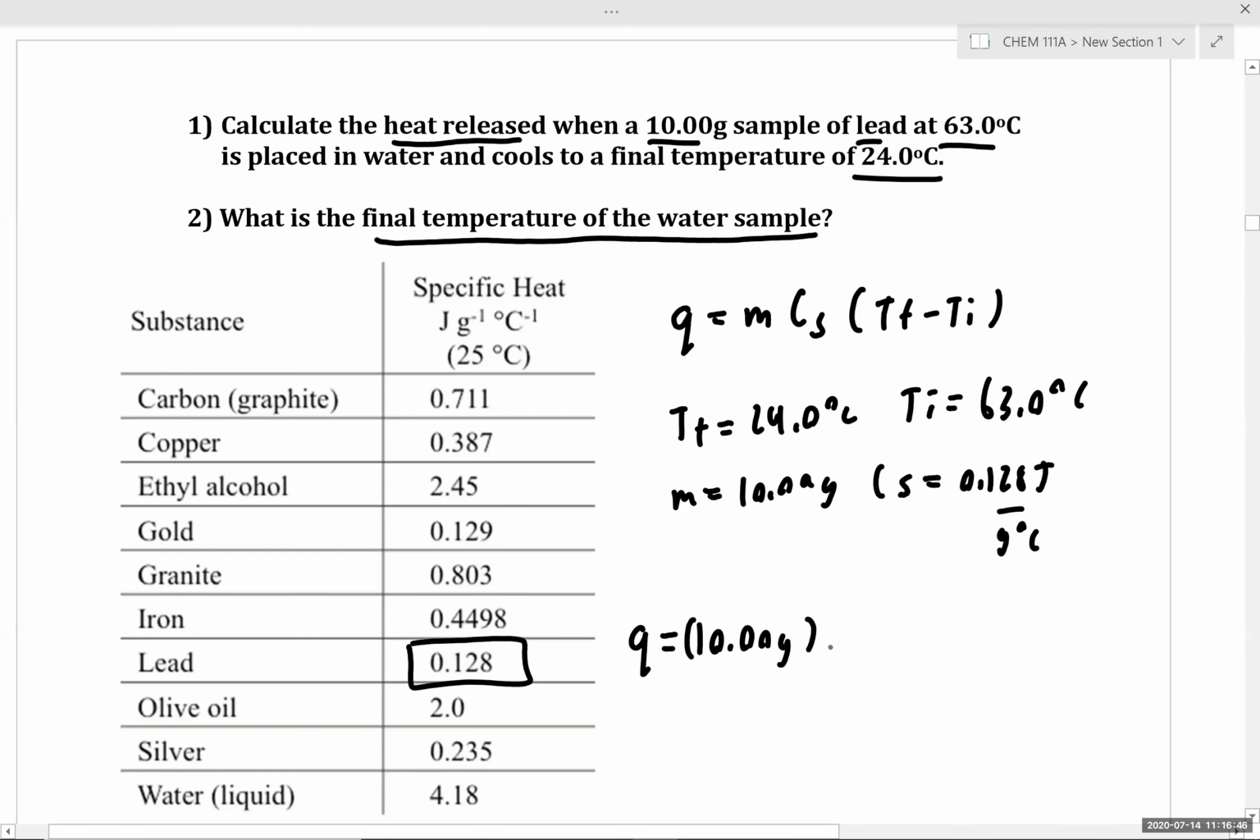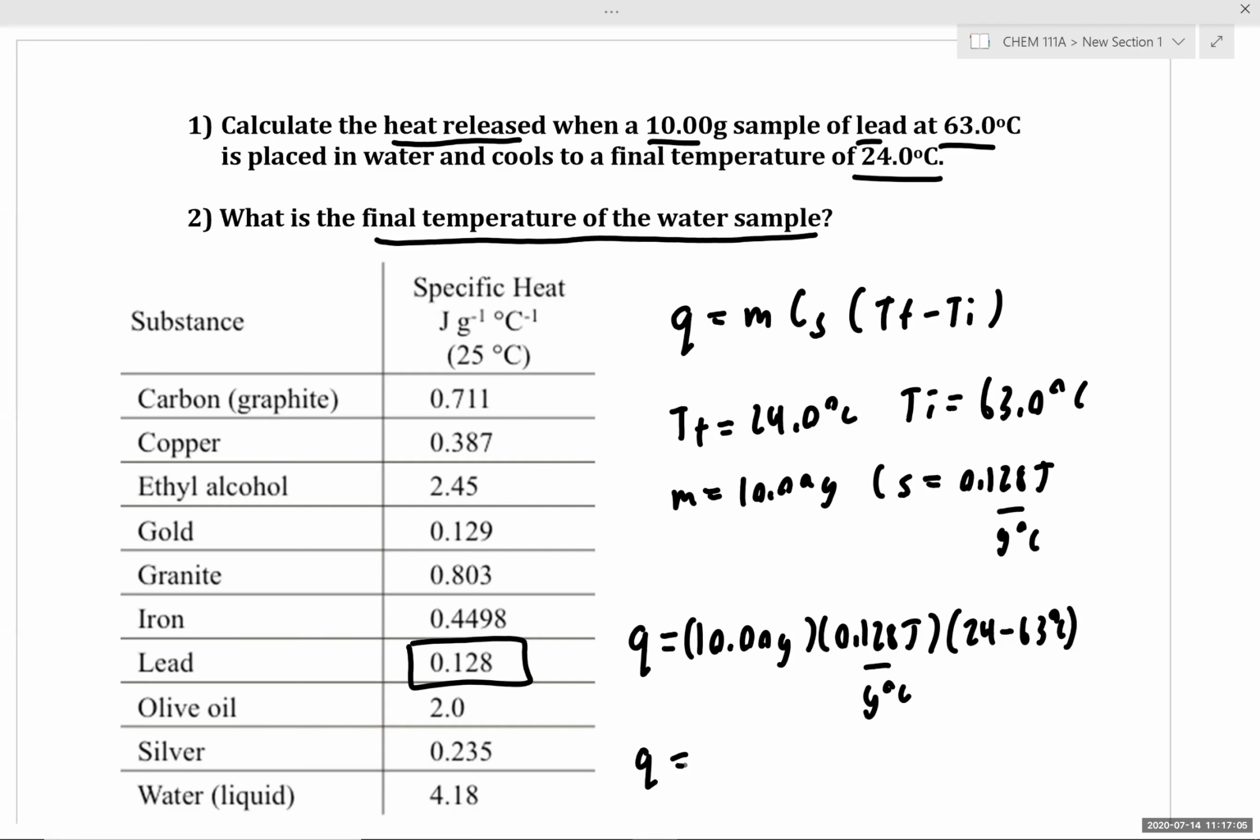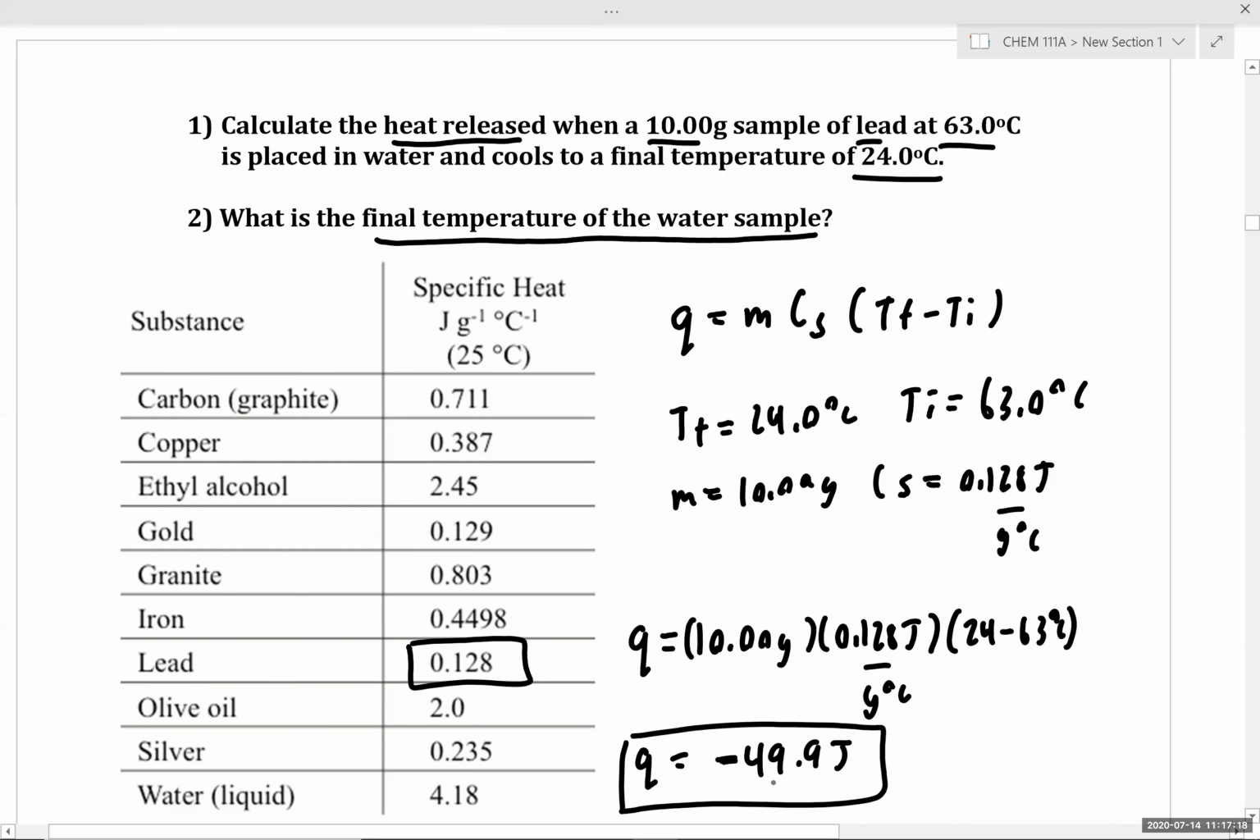So plugging into our equation, that gives us our heat exchanged by our sample equal to negative 49.9 joules. And we've done things correctly because this negative matches the idea that heat is released by our sample of lead.